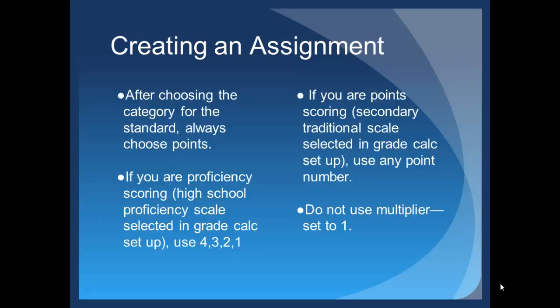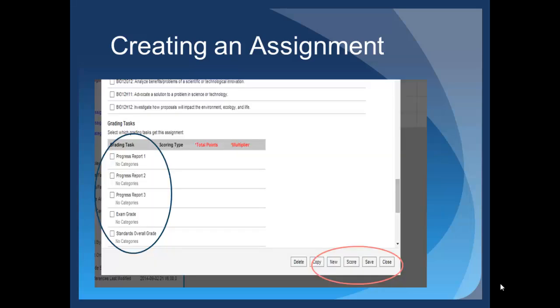So after choosing the category for the standards, once again, you always choose the points. If you're proficiency scoring, you're going to use a 4. If you're point scoring, you're going to use any point number. And in this case, please do not use the multiplier. Automatically, it should be set to 1. And then you should be able to hit save.